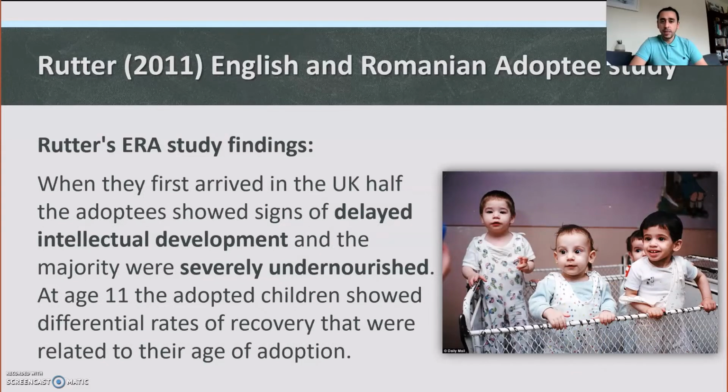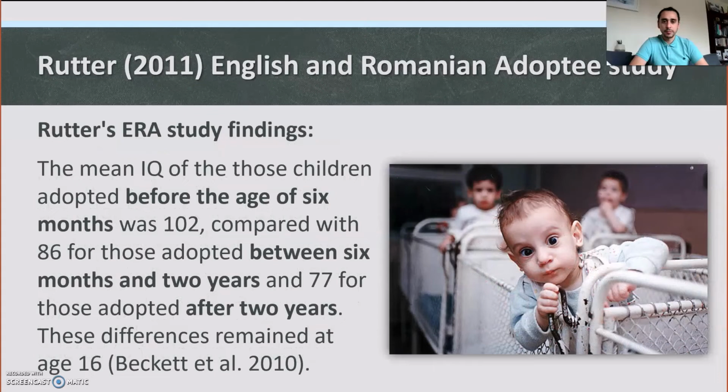When they first arrived in the UK, half the adoptees showed signs of a delayed intellectual development, as Bowlby's maternal deprivation theory predicted, and the majority were severely undernourished. At the age of 11, the adopted children showed differential rates of recovery that were related to the age of their adoption. Depending on when they were adopted depended on how severe their intellectual development disability was.